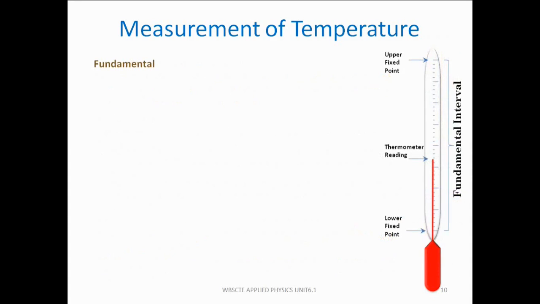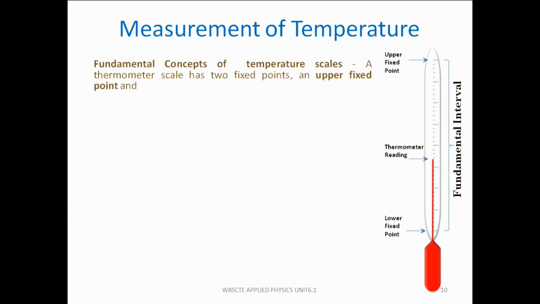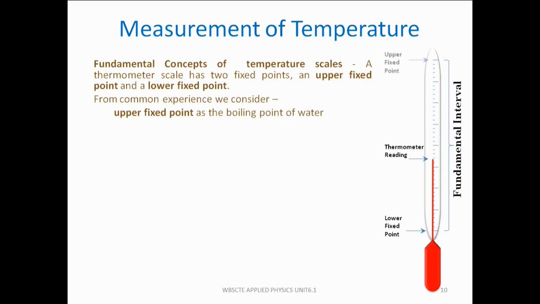Scales of temperature. Every temperature scale has mainly two fixed points. One is known as the upper fixed point, taken at the boiling point of water, and number 2 is the lower fixed point, that is taken at the melting point of ice. The difference of these two fixed points is called the fundamental interval.